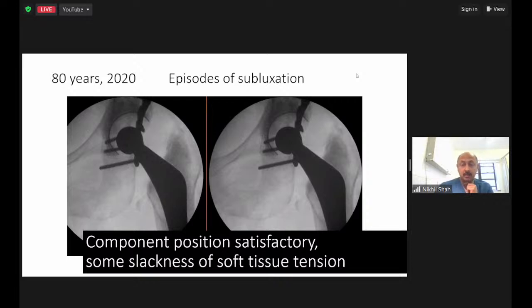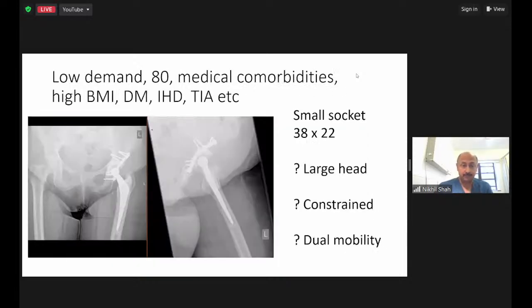So this is where the PLAD comes in: low demand patients, elderly patients, patients who have a lot of medical issues, and you want a fairly quick 30-40 minute operation. So she had diabetes, ischemic heart disease, transient ischemic attacks, and a variety of other problems.